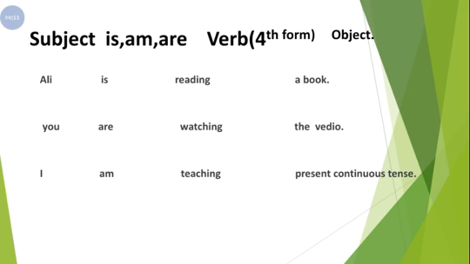First you will write the subject. Then you will write the helping verb. Helping verbs, they would be according to the subject. After that you will use fourth form of the verb, and at the end you will write the object.